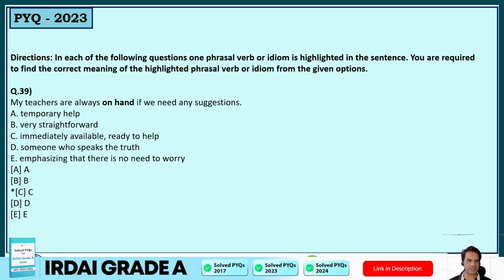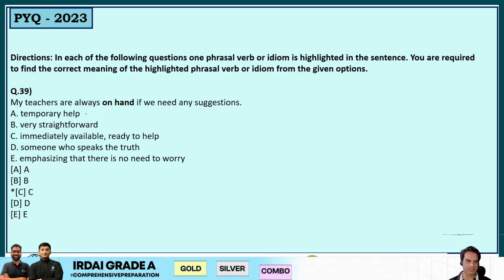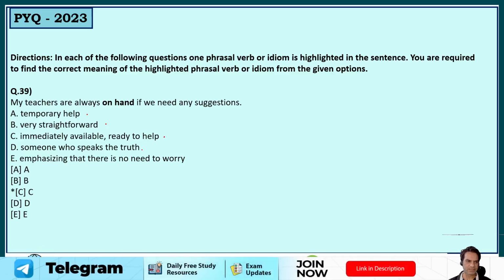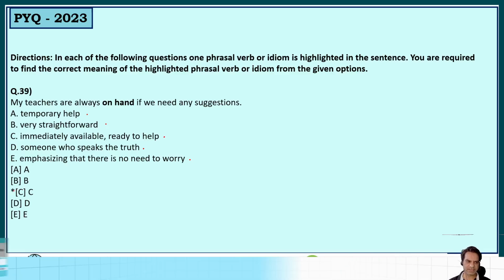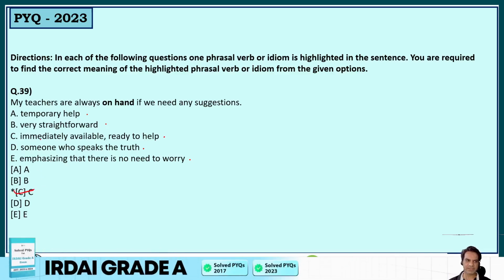Next question. My teachers are always on hand if we need any suggestions. On hand means they're always ready. Temporary help, very straightforward. Immediately available, ready to help. Someone who speaks the truth, or emphasizing that there is no need to worry. I think option C is the correct answer: immediately available, ready to help.